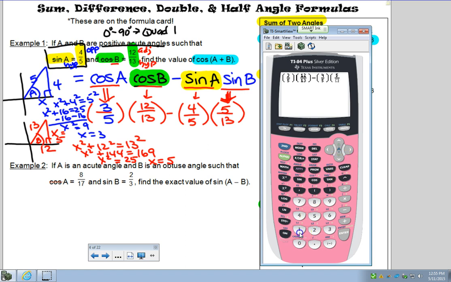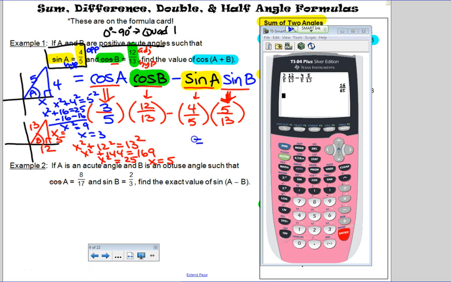So the hardest part is just finding the missing pieces you need. Then you use the appropriate formula, find the missing pieces, and then do the calculation. So 16 over 65 is the value of the cosine of the A plus B angle combined.